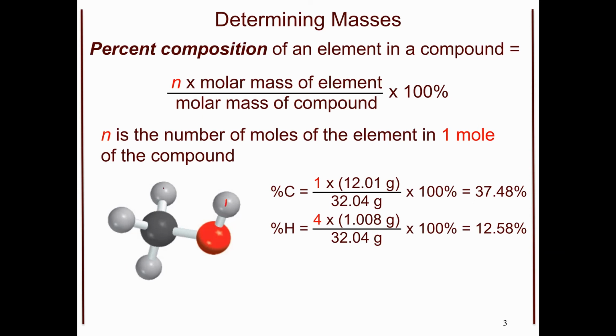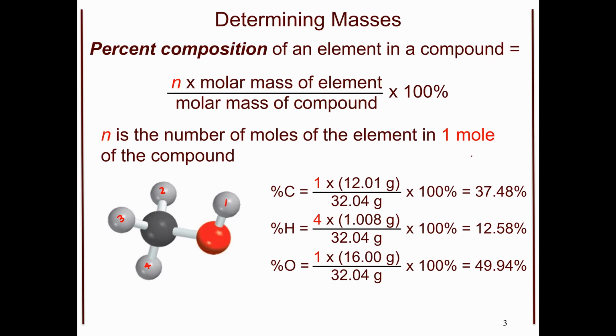We can also do the same for hydrogen, but you will see now that for our hydrogen, we will have 1, 2, 3, and 4 hydrogen atoms in our molecule. So that is why we do 4 times 1.008 grams, divide by our total mass of 32.04 grams. And you will see that even though it comprises 4 of our 6 atoms, by mass, it is only 12.58%.